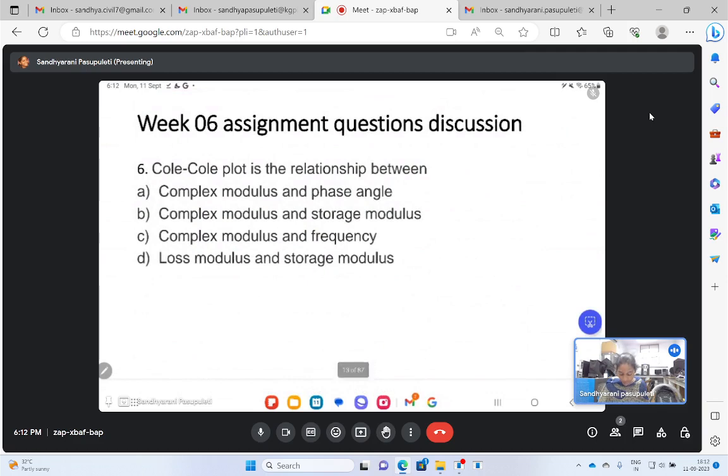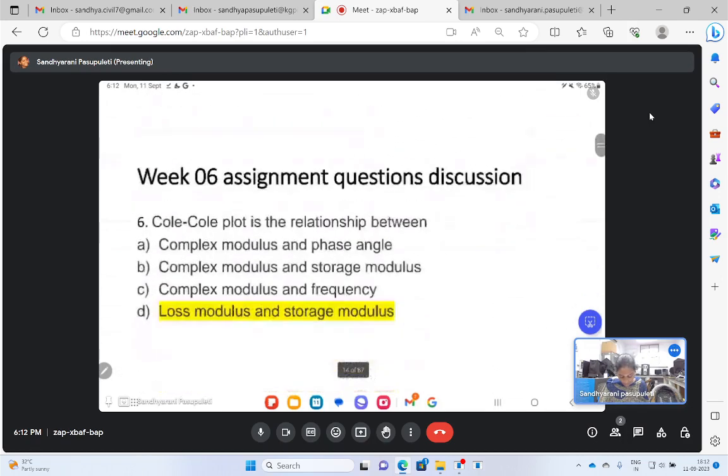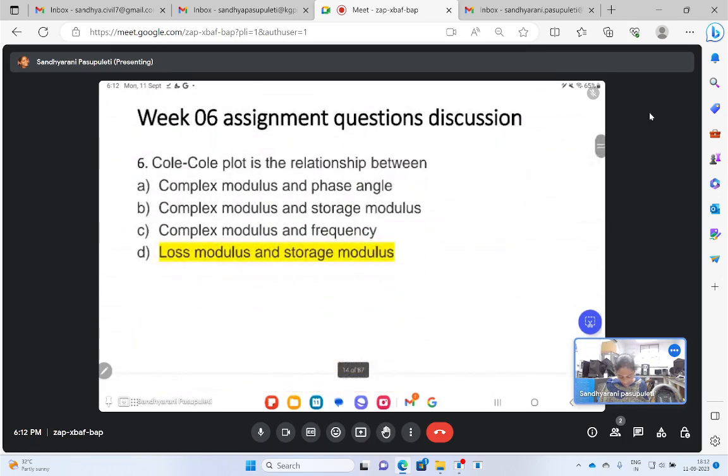The sixth question is Cole-Cole plot is the relationship between. So this Cole-Cole plot is the relation between loss modulus and storage modulus, which is G double prime and G prime. So the option D is the correct answer.